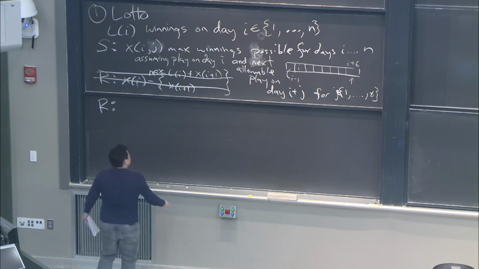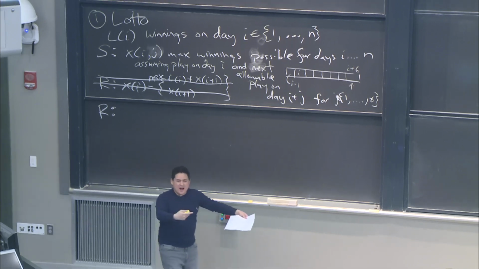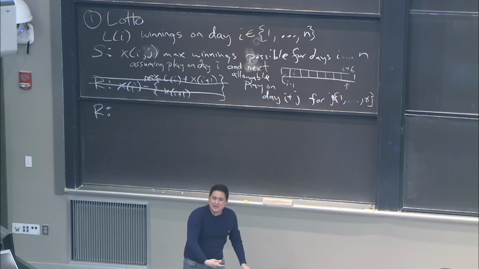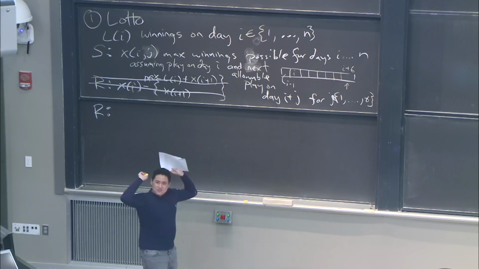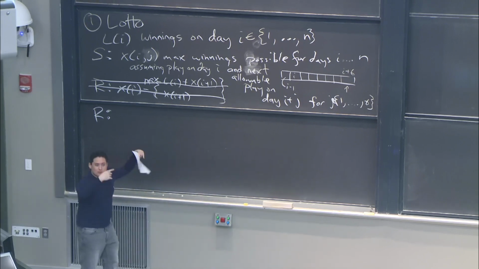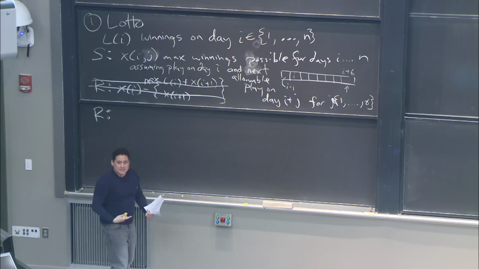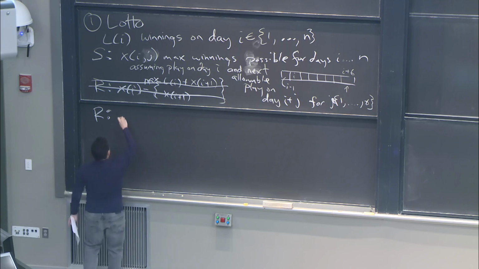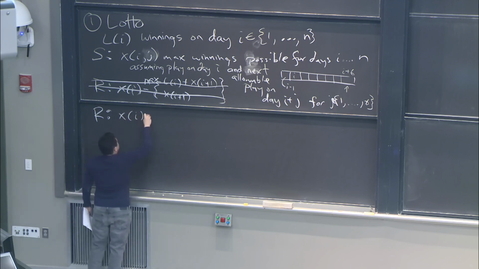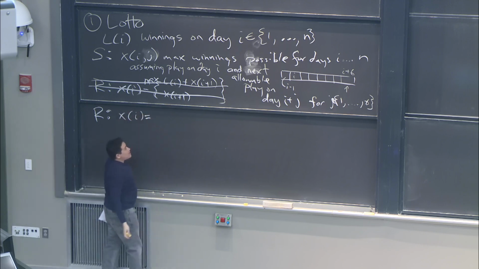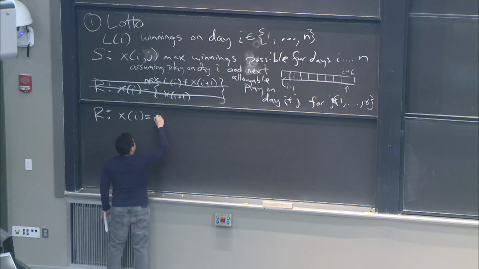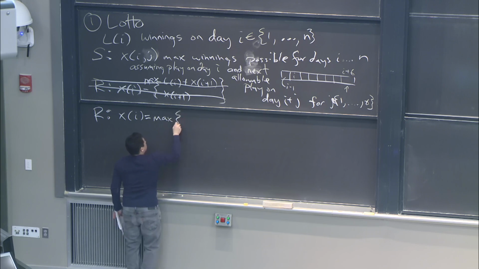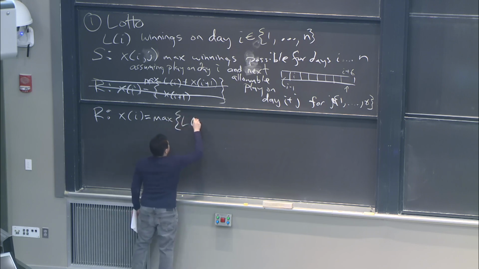Okay? Now, when I call this subproblem, I better make sure that it's okay that I played on day I, but that's for my caller, right? I'm locally allowed to play on day I. That's the definition of my subproblem. So x of I is, I'm going to maximize over some choice, right? Max of, I guess I have Li no matter what.